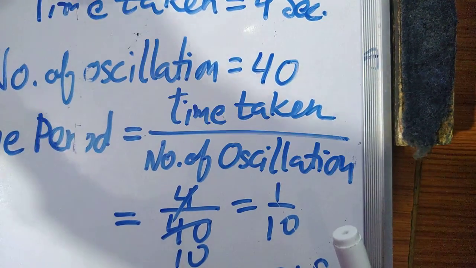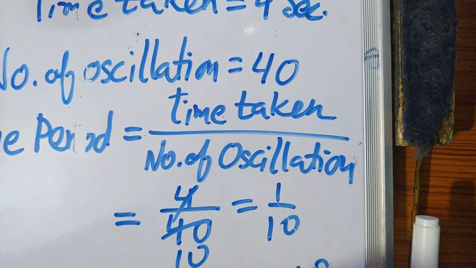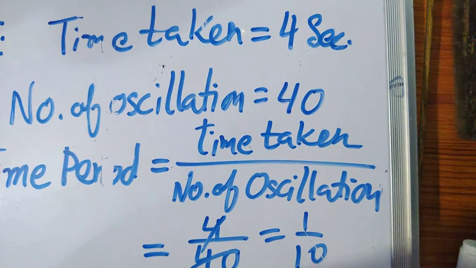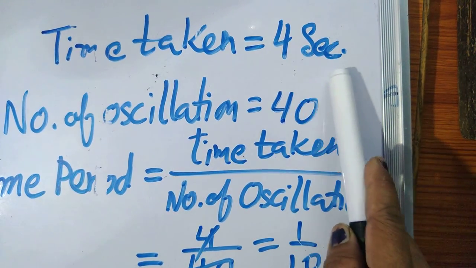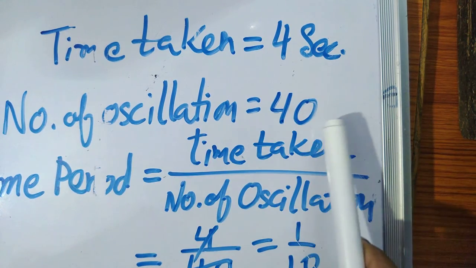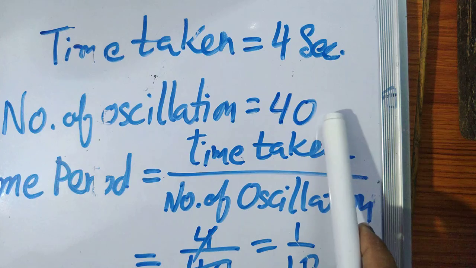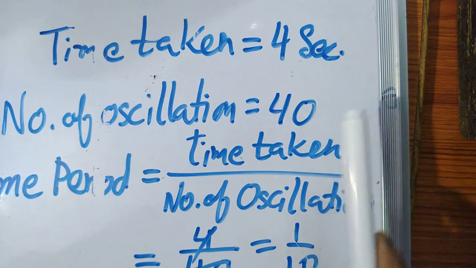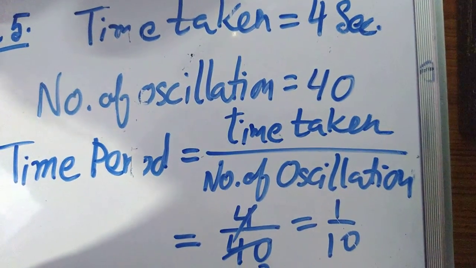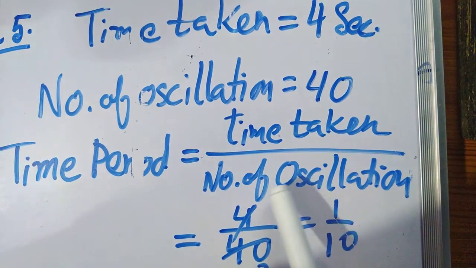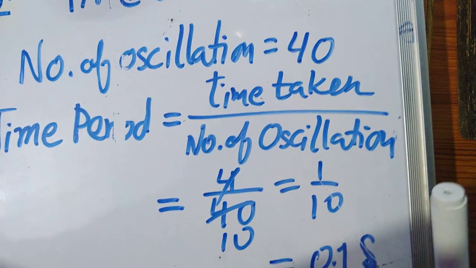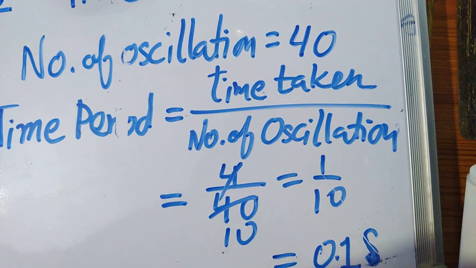So here is the solution for question number 5. See, the information given here: time taken is equal to 4 seconds, and it's also saying that the number of oscillations is 40, that is, it oscillates 40 times. So we have the formula for time period: time taken upon number of oscillations. Got it? The formula for time period is time taken upon number of oscillations.